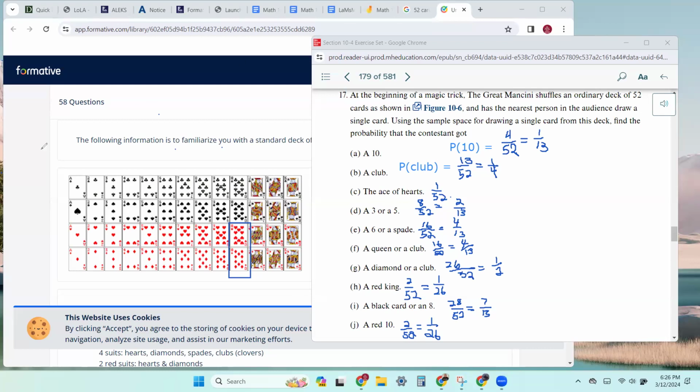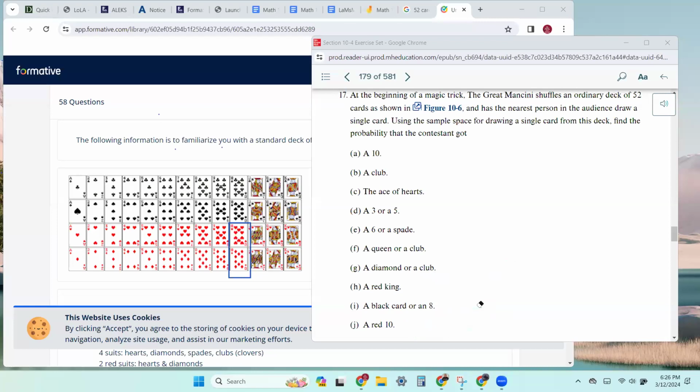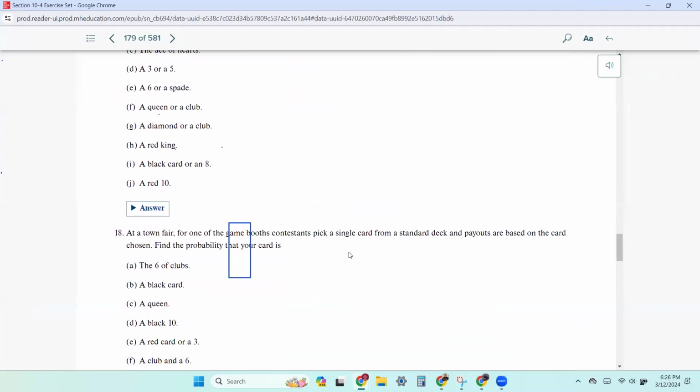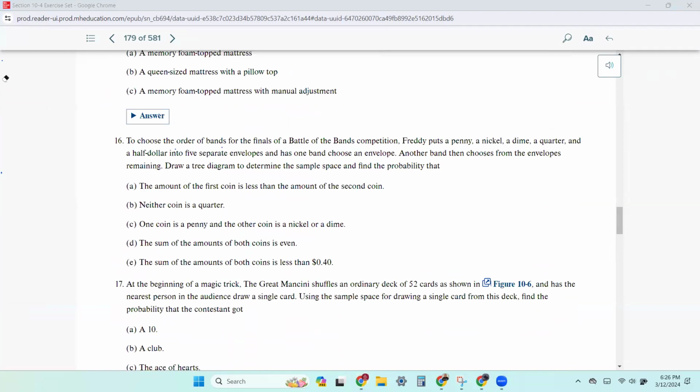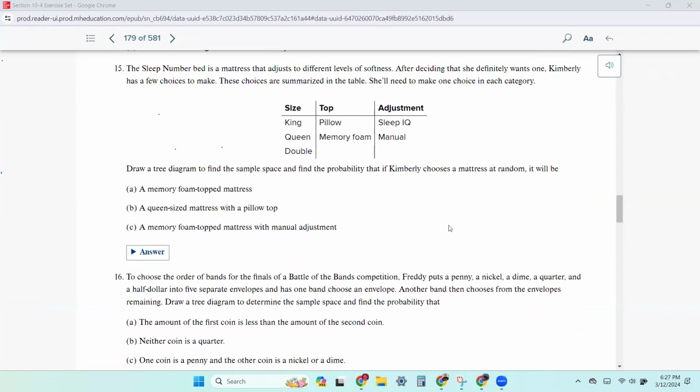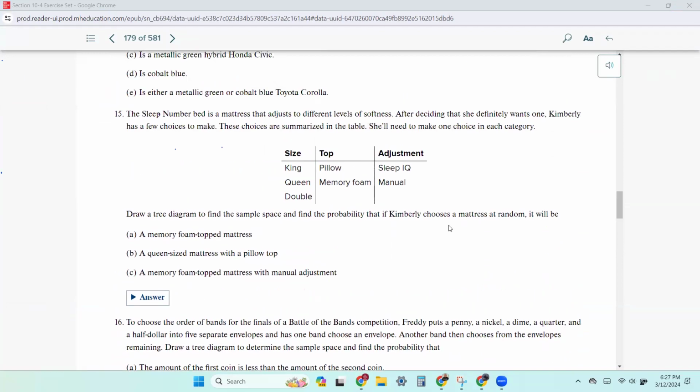All right, let's see if we can find one more to do to take up the last few minutes. There's another one that I've done. It's a kind of a pain in the neck to draw out, but we might as well give it a try. All right, so look at number 15 here. Now, let's see if we can do this without having to necessarily draw.